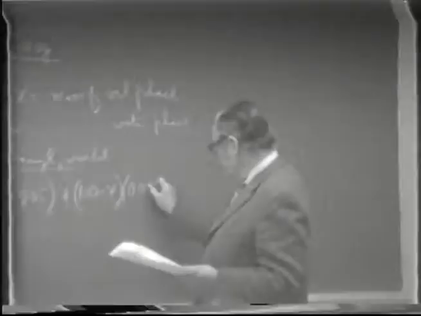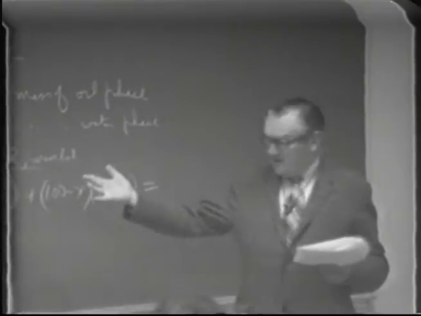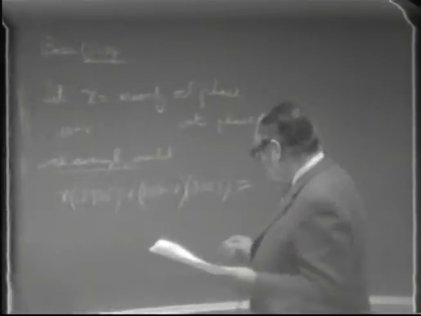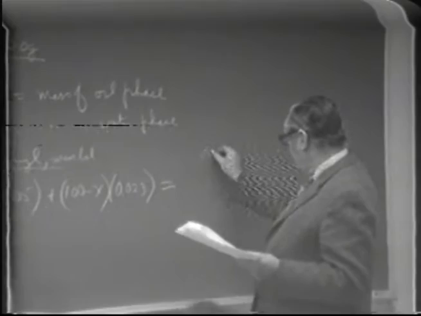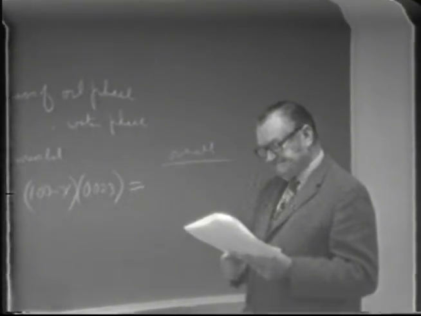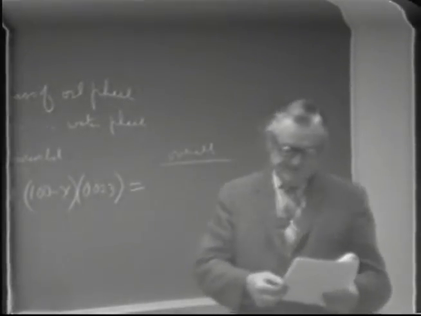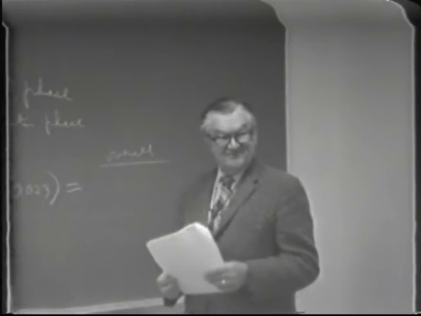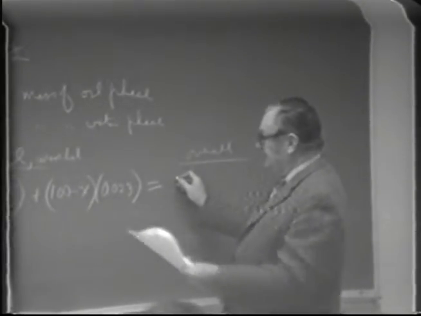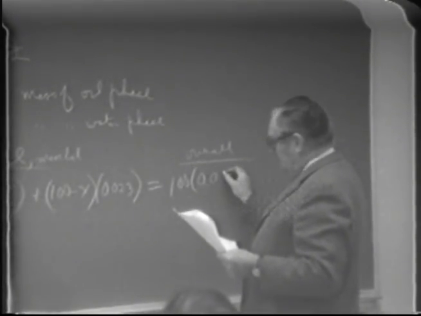times 0.023 would be equal to the overall, in other words, the composition represented by point B, which would be the overall. And let me see, I had down here that the overall composition was about 9.3 weight percent. Is that what you have? Yeah. So it'd be equal to, in this case I'd use 100 grams as basis, 100 times 0.093.